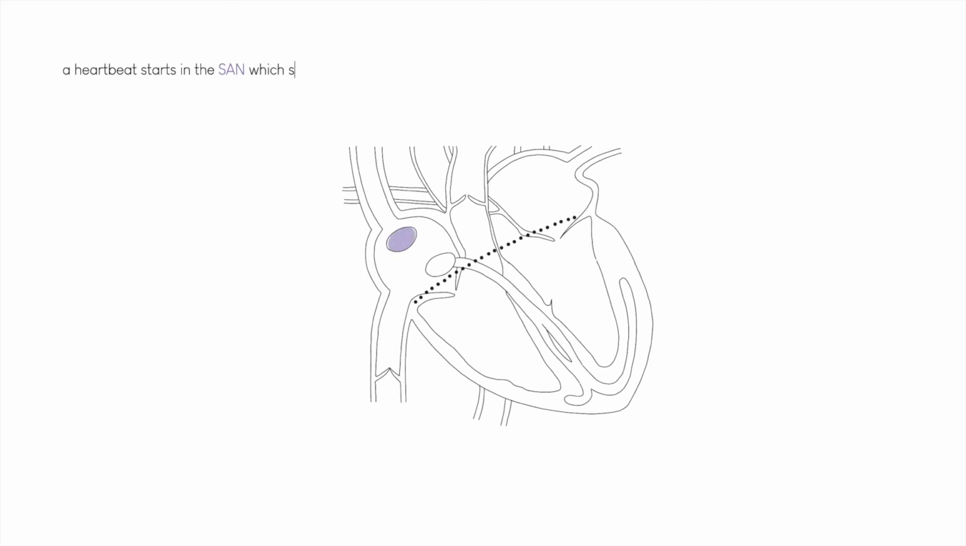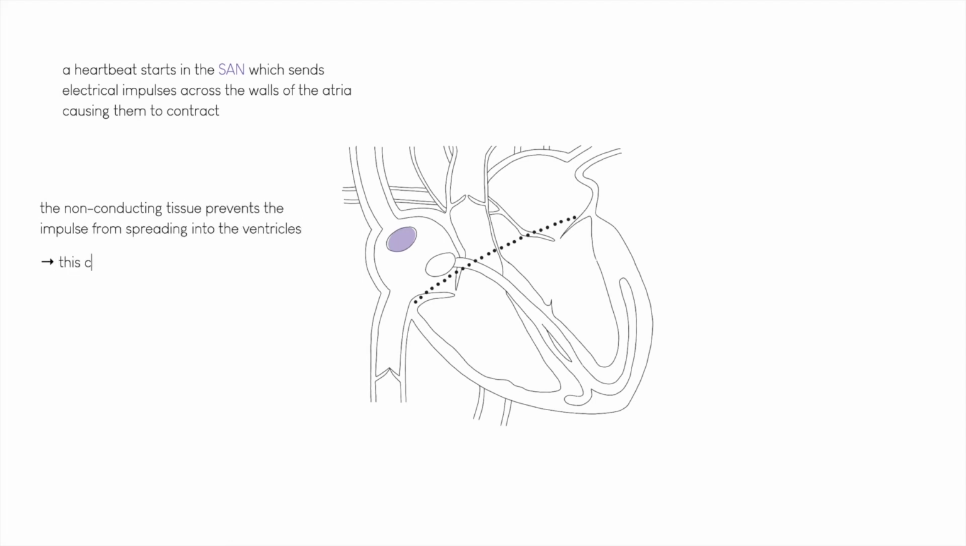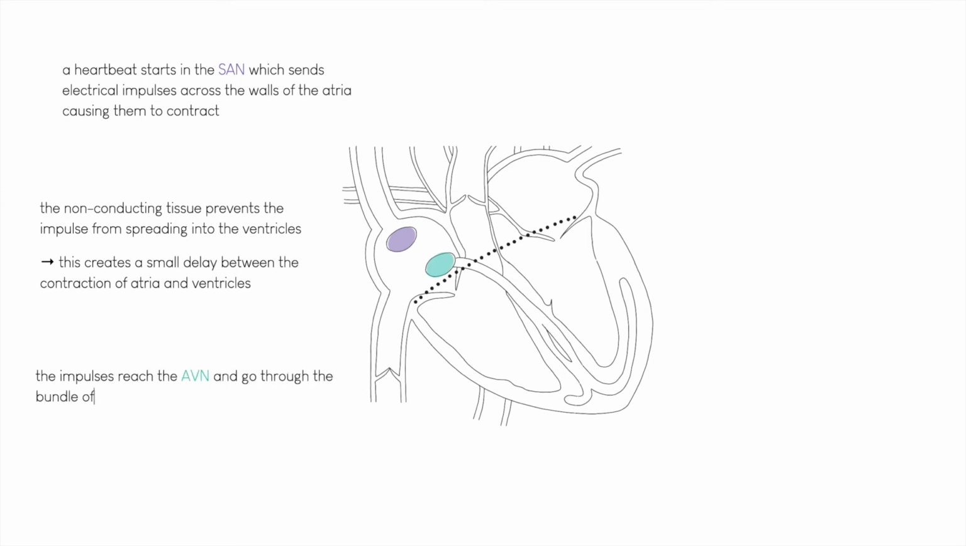A heartbeat starts at the SAN, which sends electrical impulses across the walls of the atria, causing them to contract. The non-conducting tissue prevents the impulse from spreading into the ventricles. This creates a small delay between the contraction of the atria and the ventricles. The impulses reach the AVN and go through the bundle of His to the ventricles.